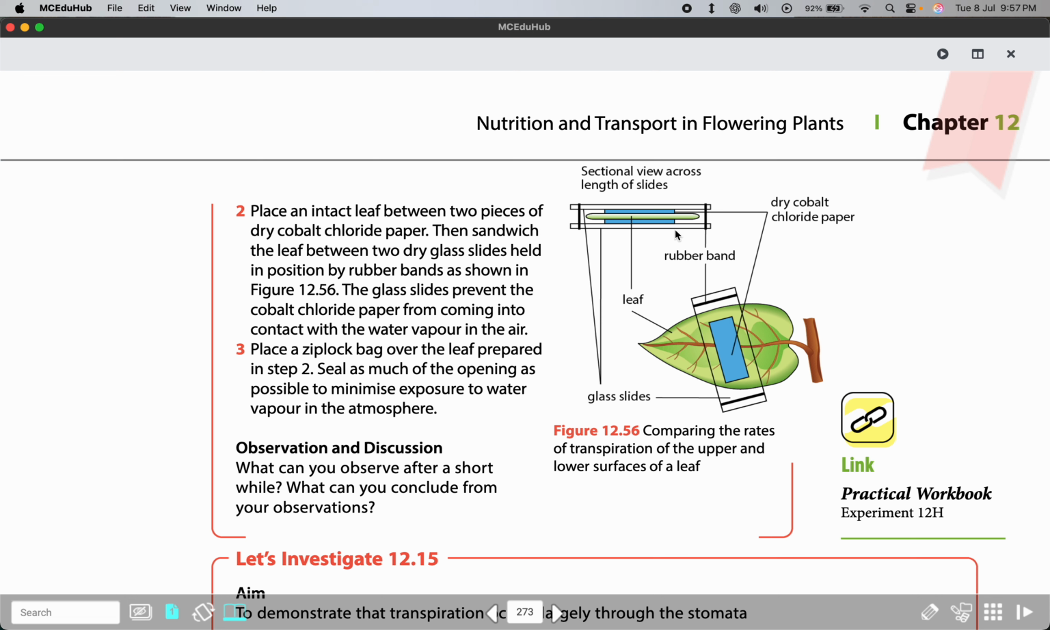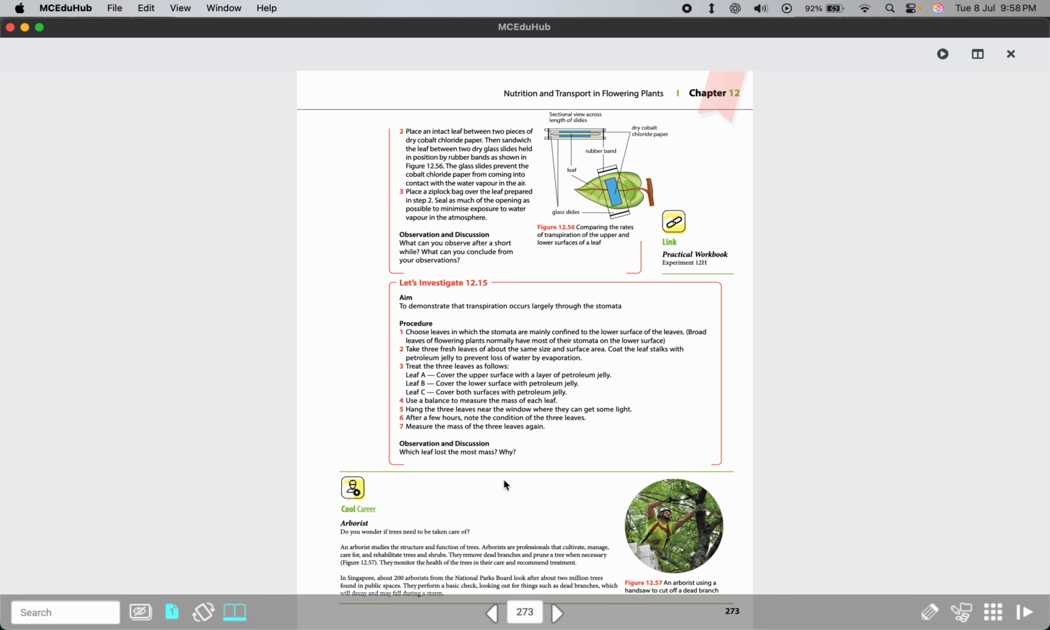So what we would expect to see is that because there are more stomata at the bottom of the leaf, more water vapor will transpire out from the bottom, and so the bottom cobalt paper will turn pinkish white sooner than the top cobalt paper. That shows that the rate of transpiration at the lower surface of the leaf is higher as compared to the upper surface.